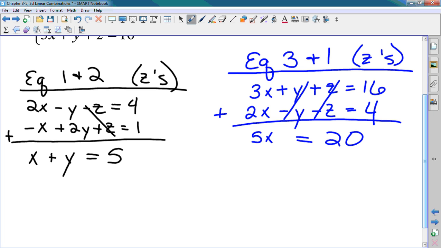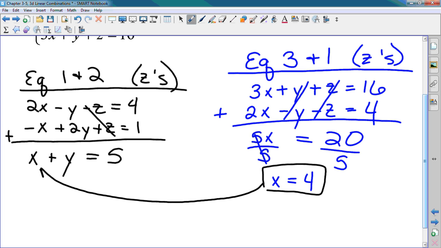So can I figure out what x is? Divide both sides by 5. So x is 4. Okay, now, if you know what x is, take your x and plug it in the next step up. So I'm going to have 4 plus y equals 5. Subtract 4 from both sides, and I get y equals 1. So now I have x, and I have y.